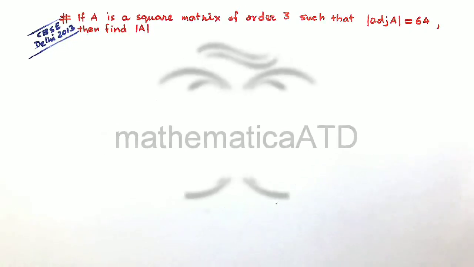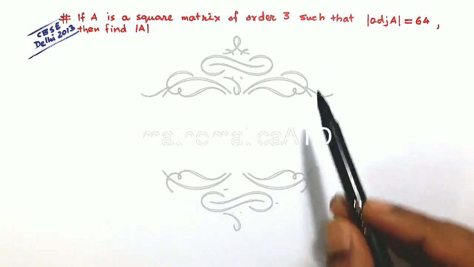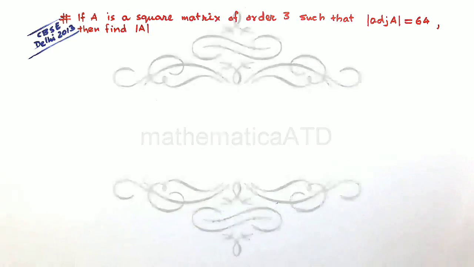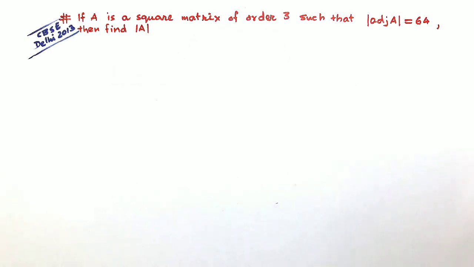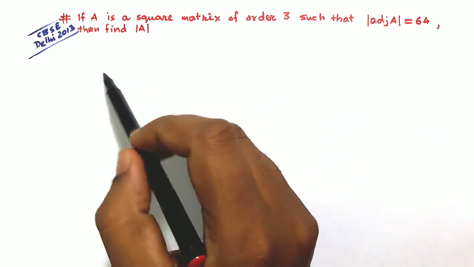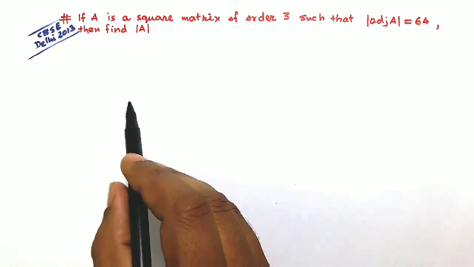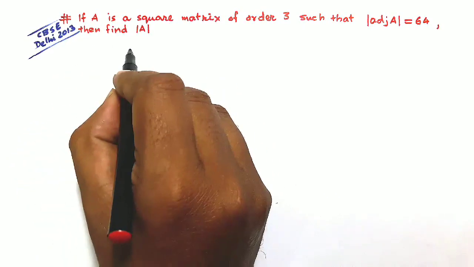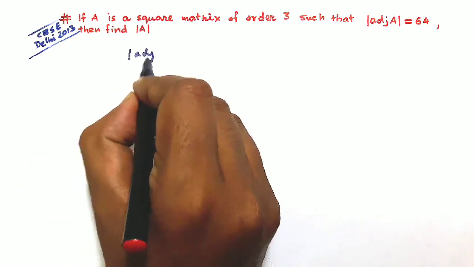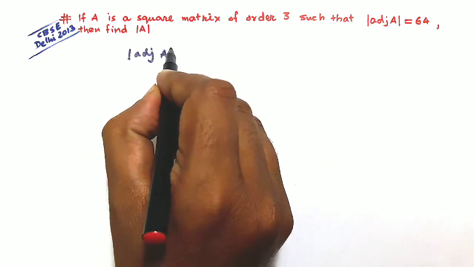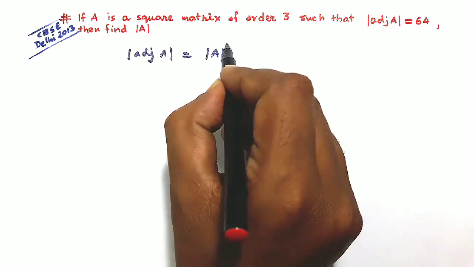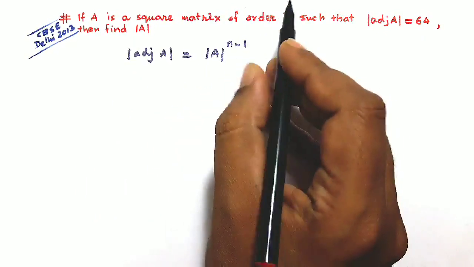Our first problem is, if A is a square matrix of order 3 such that determinant of adjoint of A is equal to 64, then find determinant A. This is taken from CBSE 2013. We know that for a square matrix of order n, determinant of adjoint of A is equal to determinant of A raised to the power n minus 1.